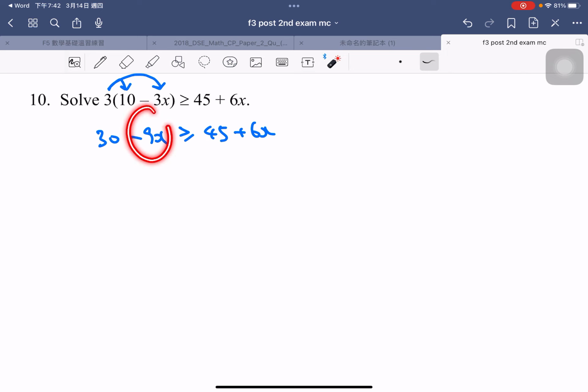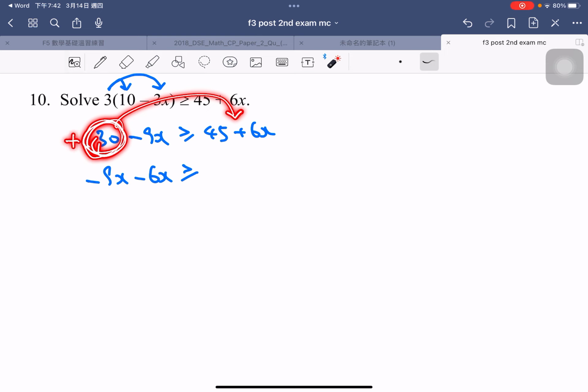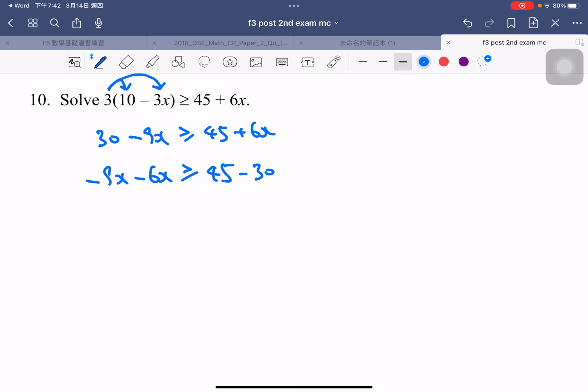So now I want to move all of the x to the same side. So I move it to the left-hand side, so I have negative 9x minus 6x. I didn't use any of the 3 rules still, so I don't need to change the sign. But for the 30, I don't want it because it doesn't have the x, so I move it to the right-hand side. Before it is plus, moving it to the right becomes negative, so it becomes 45 minus 30. So negative 9 minus 6, if you're not sure, just use a calculator, gives you negative 15x, is greater or equal to 45 minus 30, giving you 15. So the x is going to be equal to 15 divided by negative 15.